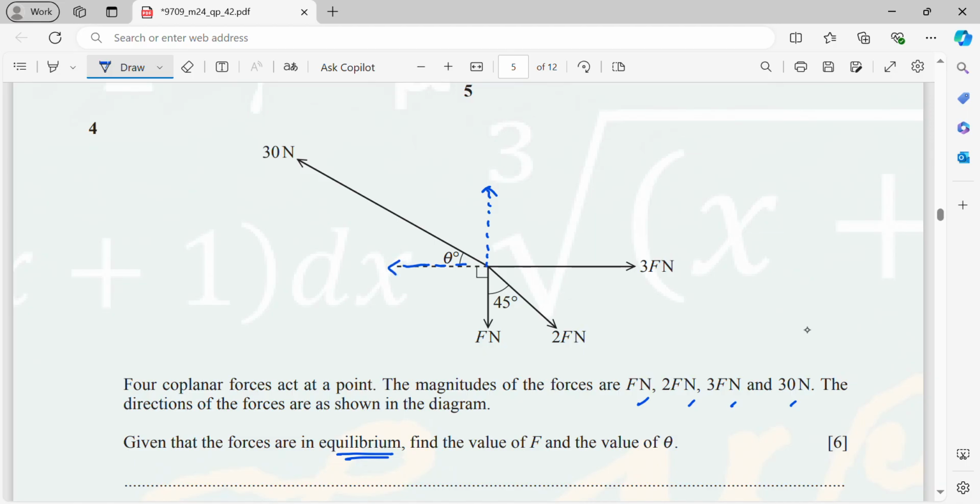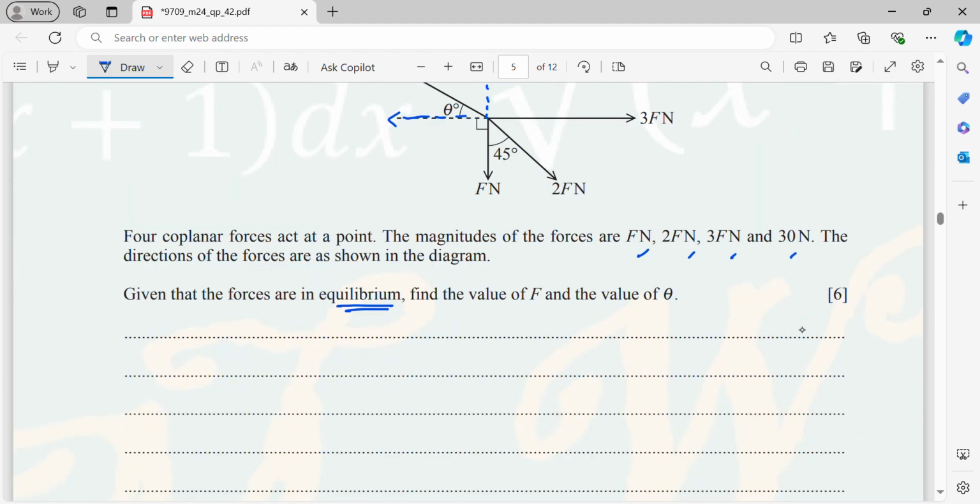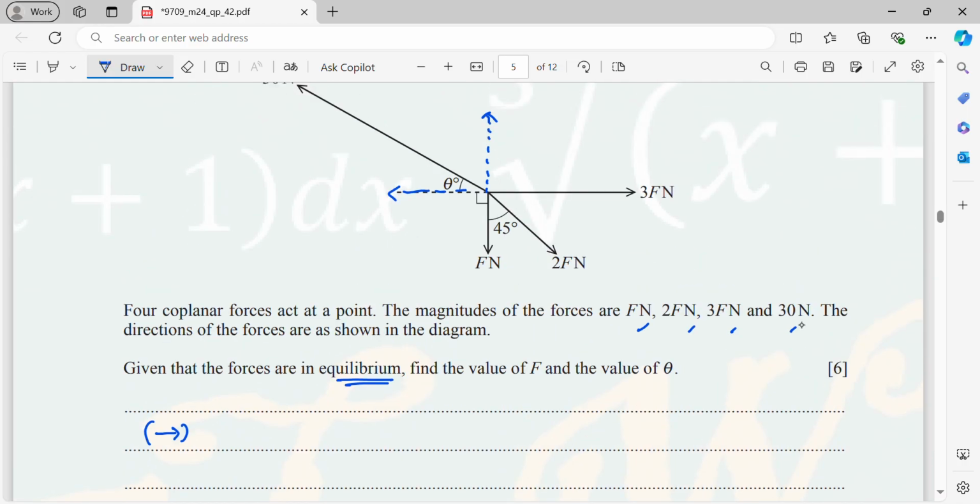Okay, I resolve horizontally first. So when I resolve horizontally, looking at this arrow, the forces towards the right side are positive. Or I will say that I will equate them. So now the 2F newtons will be resolved to the right side, in the same direction as 3F. So it will be 3F plus 2F.